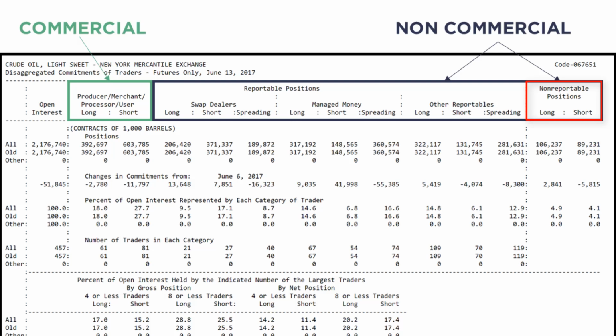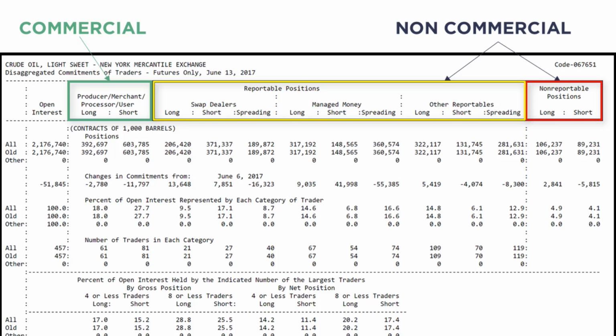The commercials, we talked about them, they are divided between long and short positions. And the non-commercials, we talked about them as well. These are the big traders who have to report their position size because they are trading above the reportable size, and the traders who are trading for other people. The advisors, the hedge funds, divided between long, short, and spreads.